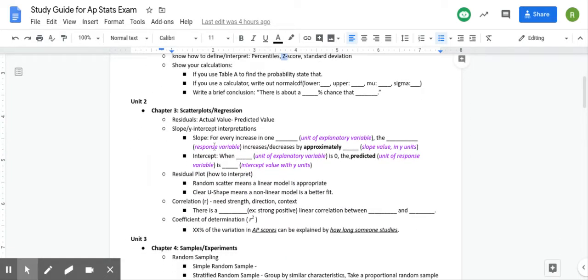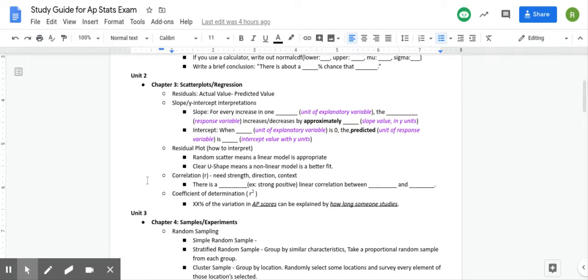Scatter plots and regression. I'm really not sure how much of this is going to be on there. Potentially nothing. But if you do have to interpret slope or intercept or correlation, here's kind of a guide to help you do all that.